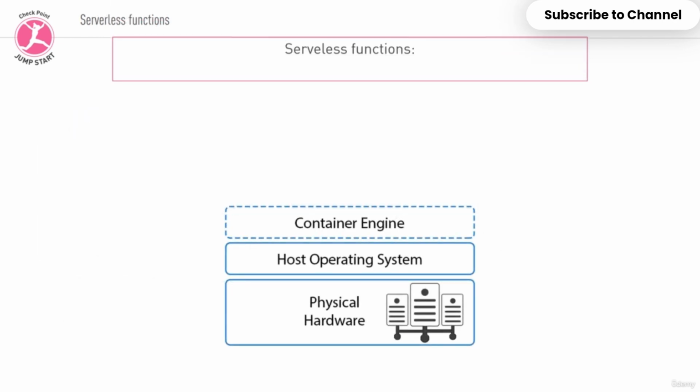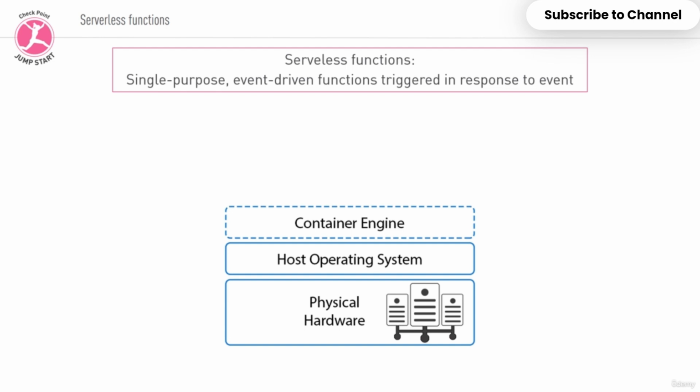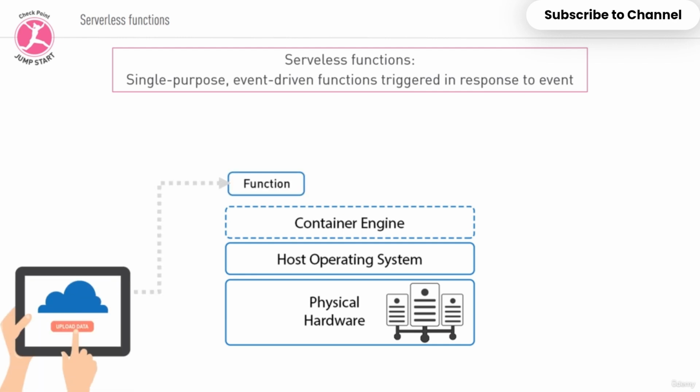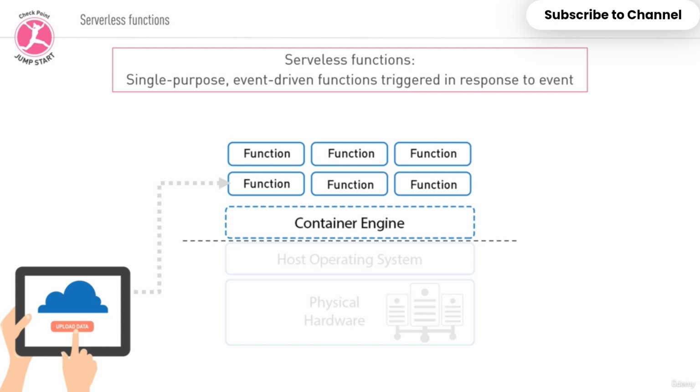Serverless functions, on the other hand, are single-purpose, event-driven functions that are triggered only in response to an event, such as receiving an HTTP request. The code executes in a fully managed environment where there is no need to provision any infrastructure or worry about managing any servers. This takes the abstraction of containers up a notch.